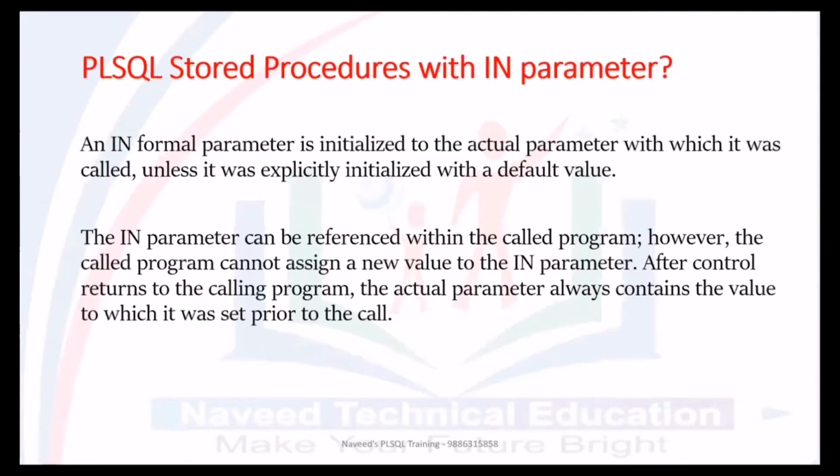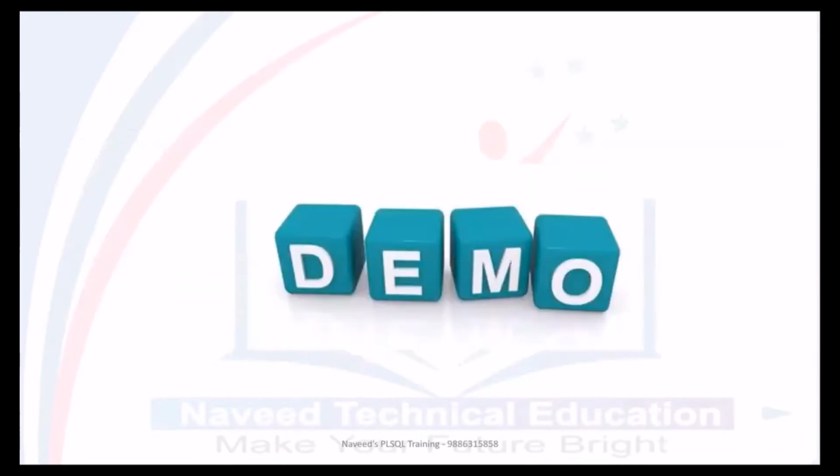PL/SQL stored procedures with IN parameter. A formal parameter is initialized to the actual parameter with which it was called, unless it was explicitly initialized with a default value. The IN parameter can be referenced within the called program. However, the called program cannot assign a new value to the IN parameter. After control returns to the calling program, the actual parameter always contains the value it was set to prior to the call. Let's see an example for the stored procedure with an IN parameter.